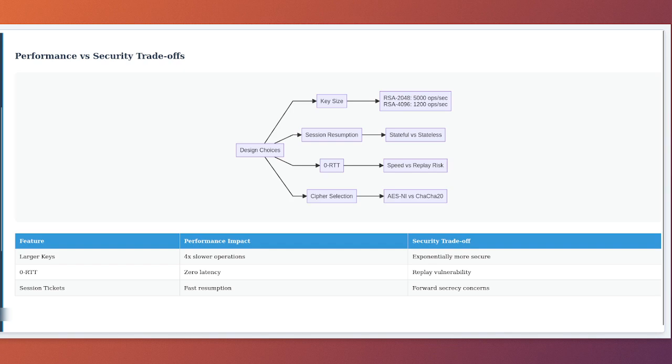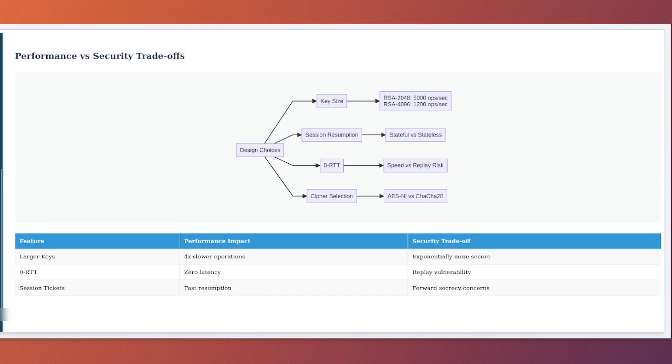Session resumption mechanisms show another interesting trade-off. TLS session caching allows clients to resume previous sessions without a full handshake, dramatically improving performance. However, this requires servers to maintain state, which can be challenging at scale. Session tickets solve this by encrypting session state and giving it to the client to store, but this introduces new security considerations. For example, if the ticket encryption key is compromised, forward secrecy is lost for those sessions.